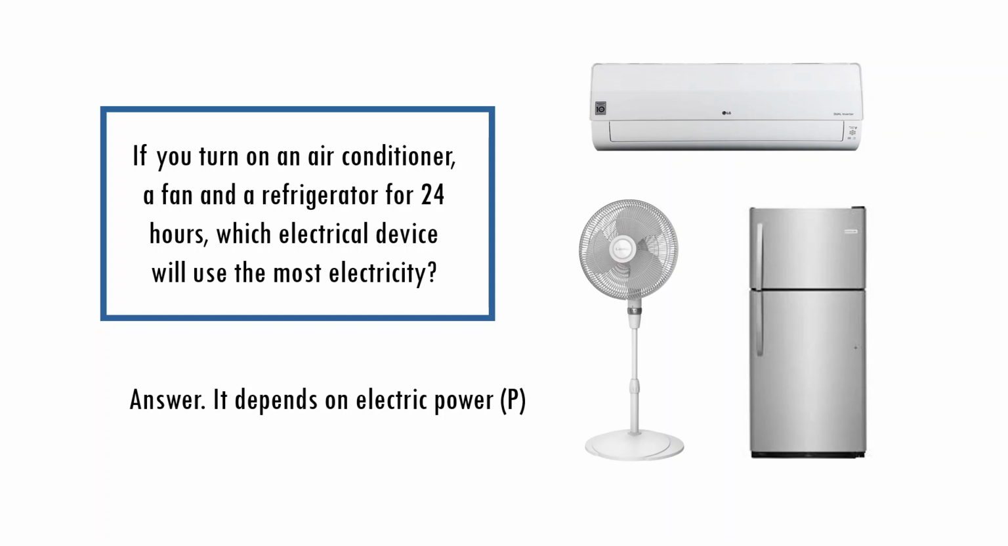Okay, so I will let you think for 10 seconds. And the answer is that it depends on electric power, or P. The electric power is usually measured in watts. Each piece of electrical equipment in your house has a different electrical power. The higher the wattage, the more electricity it uses to run per hour or per minute.